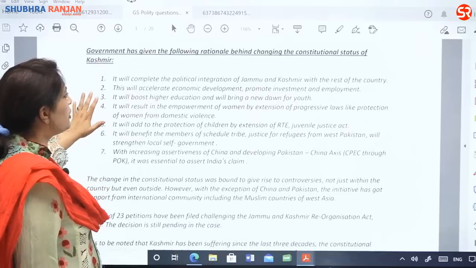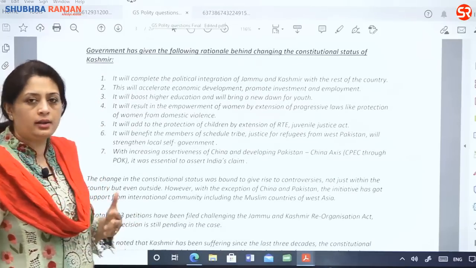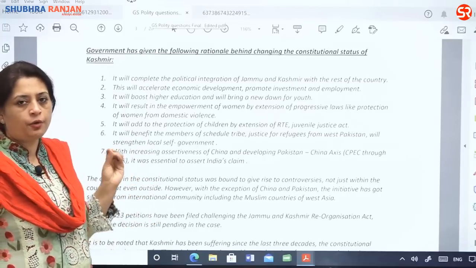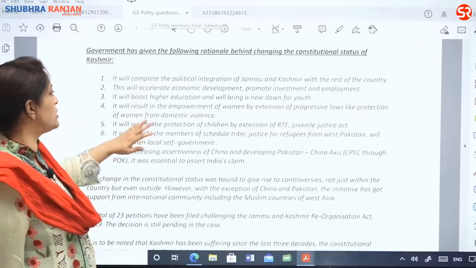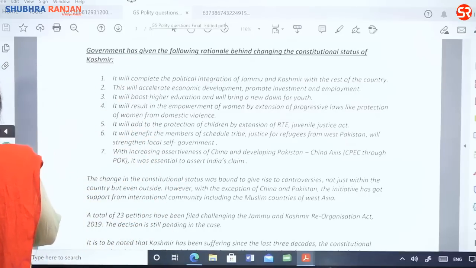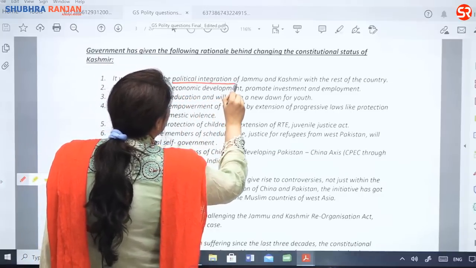Government has given the following rationale behind changing the constitutional status. So even if it is not asked, you have to write 4-5 lines, because the question can be asked in a different manner also. So I have added certain additional points here. So it will result into complete political integration.